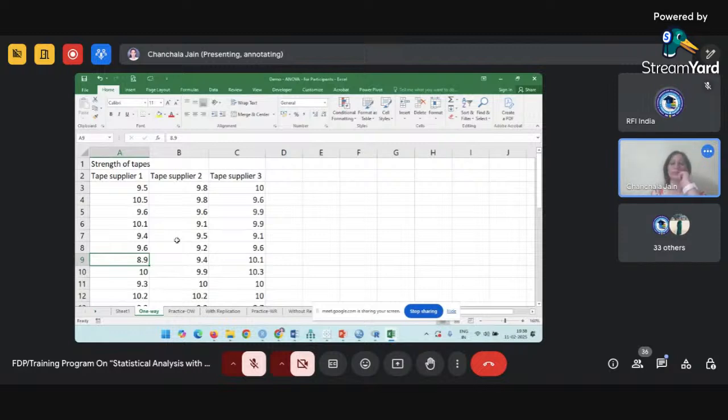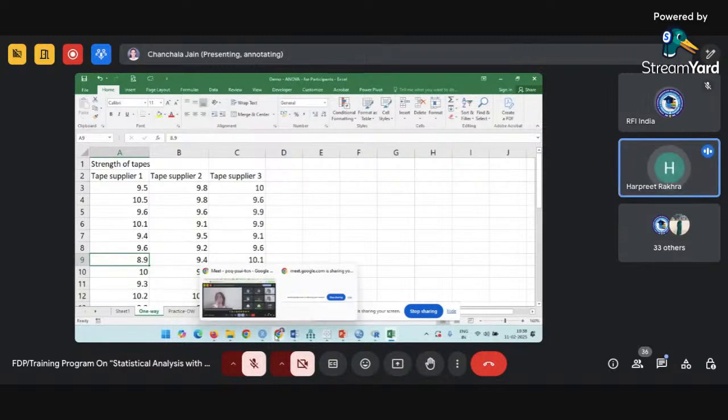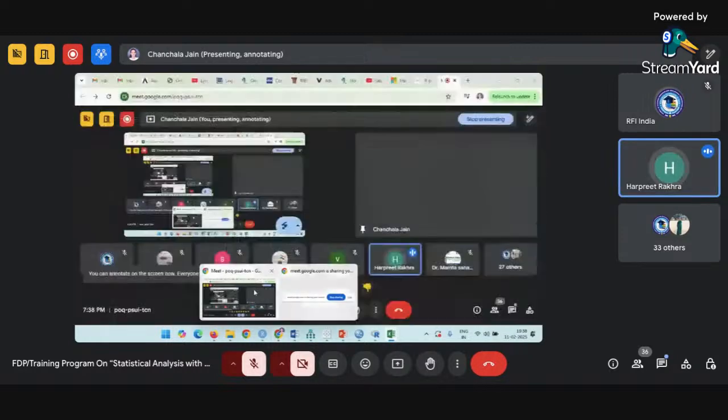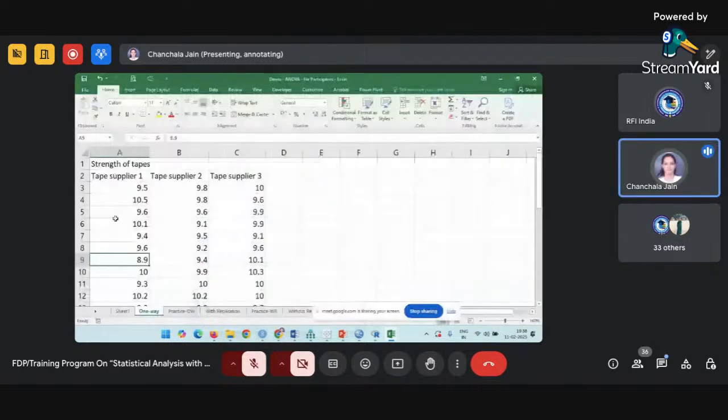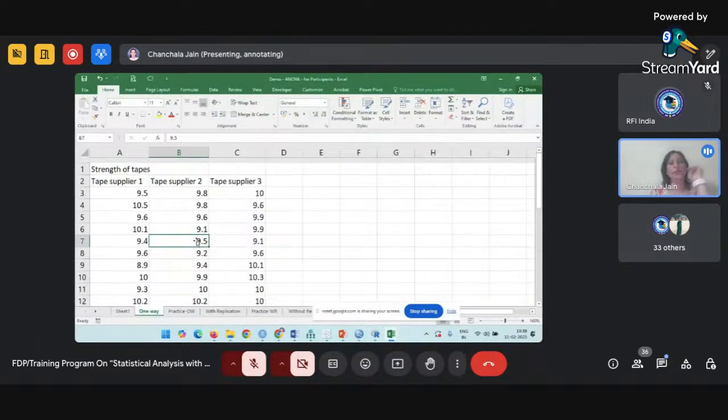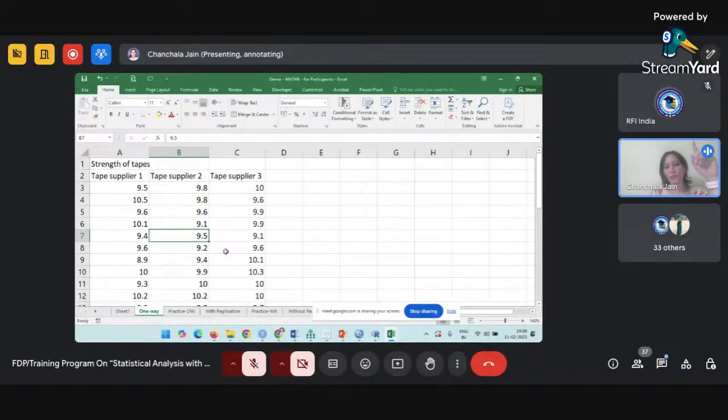Yes, ma'am, the strength of tapes and the tape supplier. Yes, very correct, Harpreet ma'am. So we are having the strength of the tape, which will be your numeric variable. So these are the strengths which are mentioned here, right? And that way we can say this is a numeric variable we are having.